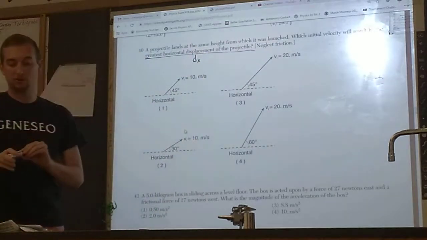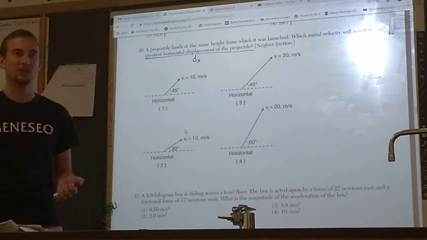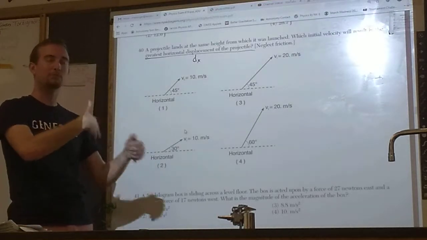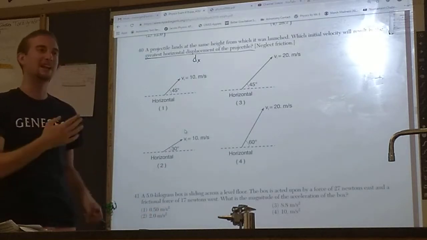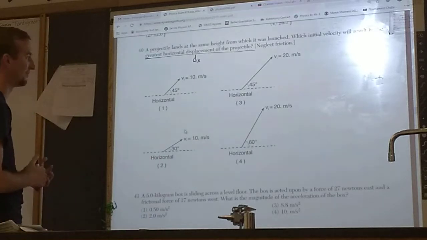I'm not going to... I could go through the equations, okay? I could do an AP level analysis of this, and with some prompting, I could get you guys to do the same thing. It's not needed here, okay? There are ways of solving the question without going into that level of detail.